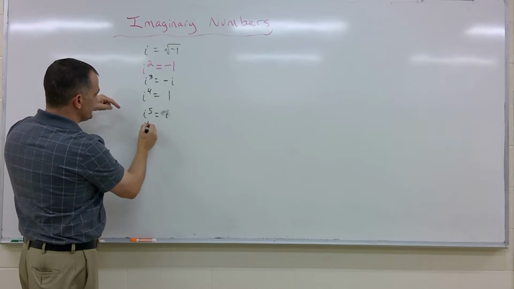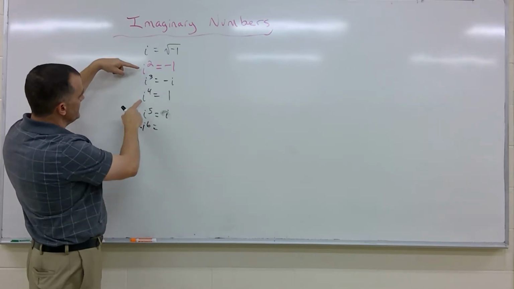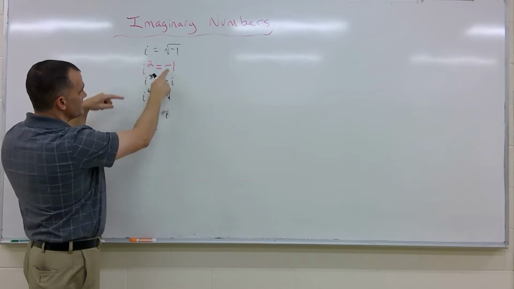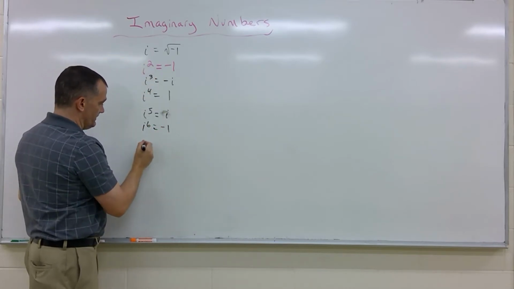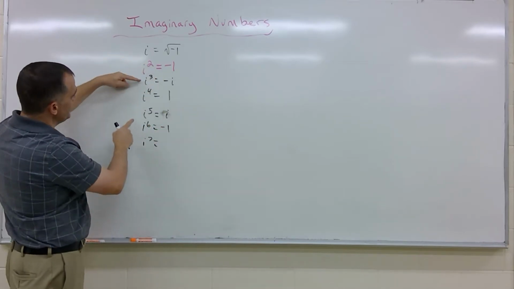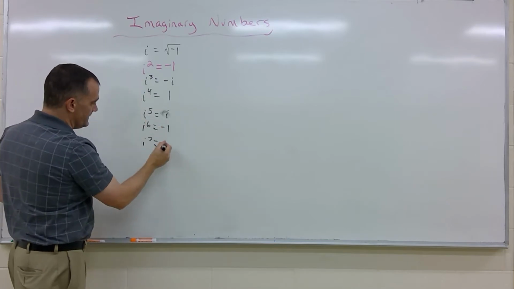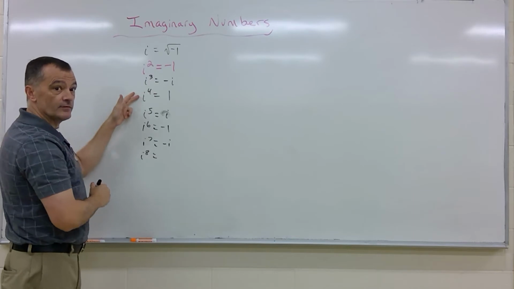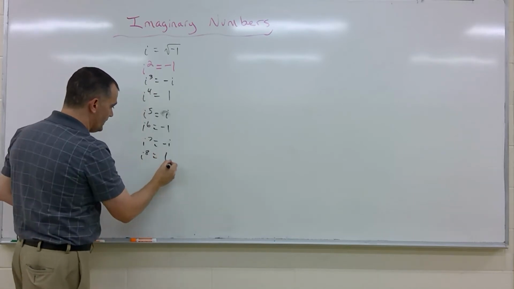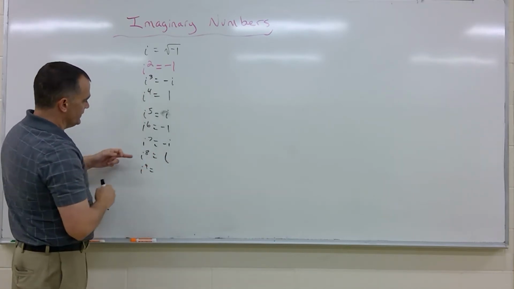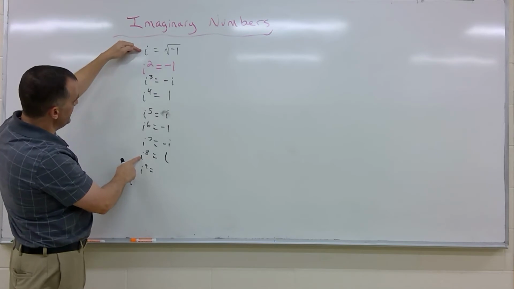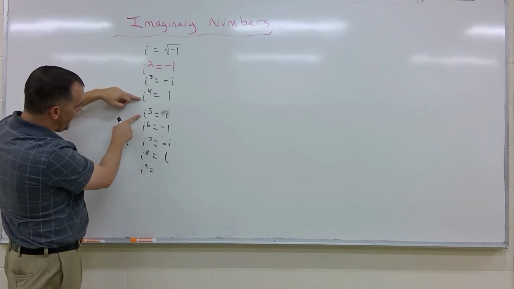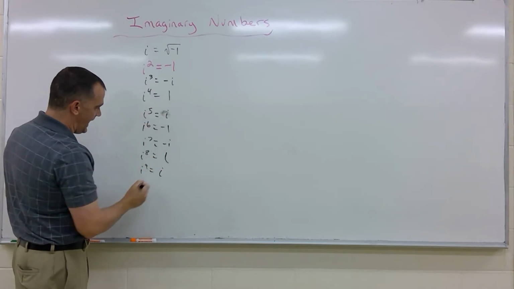And then i to the 6th is nothing more than these two right here. 4 plus 2 is 6. So 1 times -1 is -1. i to the 7th, we could go 3 and 4 again. That would be -i. i to the 8th would be i to the 4th times i to the 4th, which is 1. Then i to the 9th could be i to the 8th and this one, or whichever combination you wanted to do, 4 and 5. Regardless, that's going to be i again.